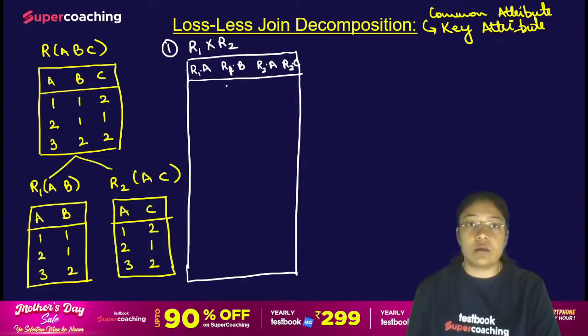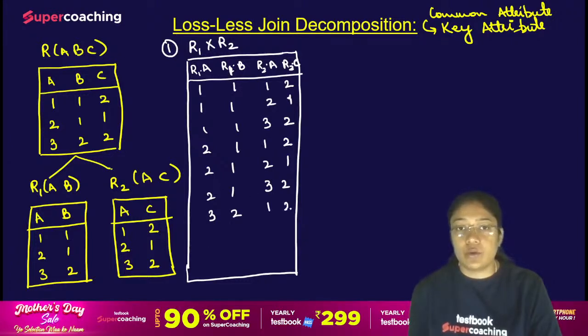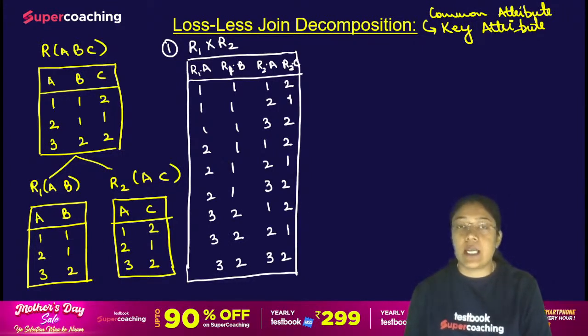Now take the possible combinations. It's 1, 1, 1, 2, 1, 1, 2, 1, 1, 1, 3, 2. Take the next one, 2, 1, 1, 2, 2, 1, 3, 2. Then next is 3, 2, 1, 2, 2, 1, and 3, 2. Okay, so this is the result after taking the cross product.